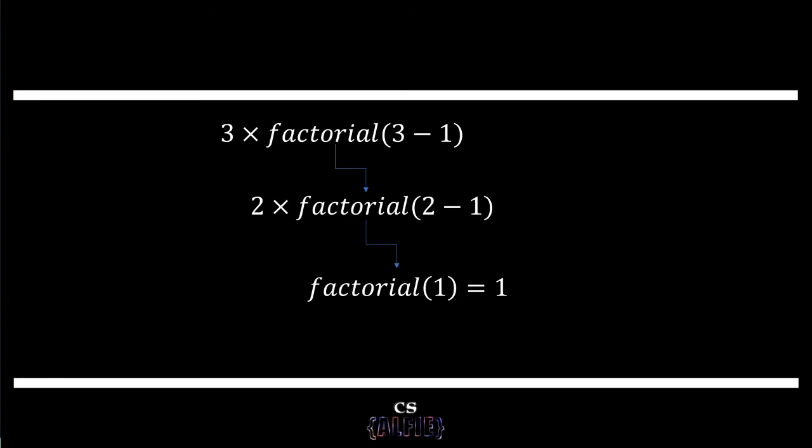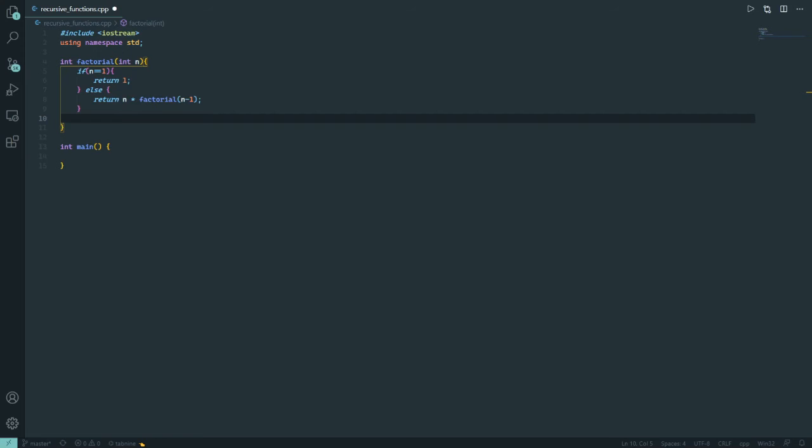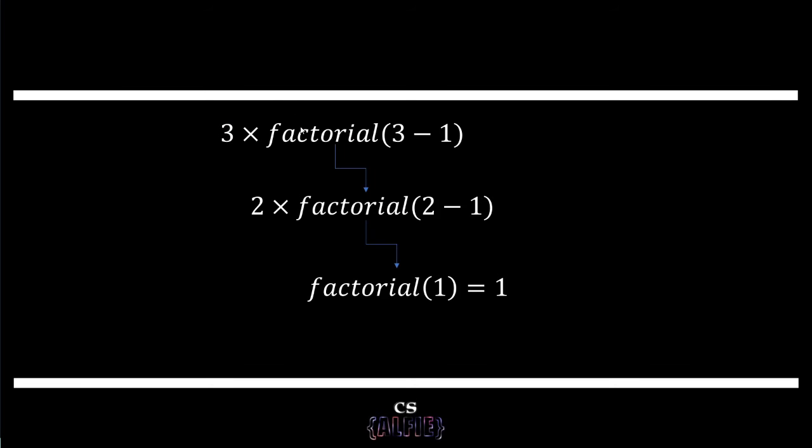Let's look at this diagram here. So let's say we wanted the factorial of 3. We pass in 3, and as you see from the code, it will check if 3 is equal to 1, which it isn't. So it will say return 3 times factorial 3 take 1, as you can see here.